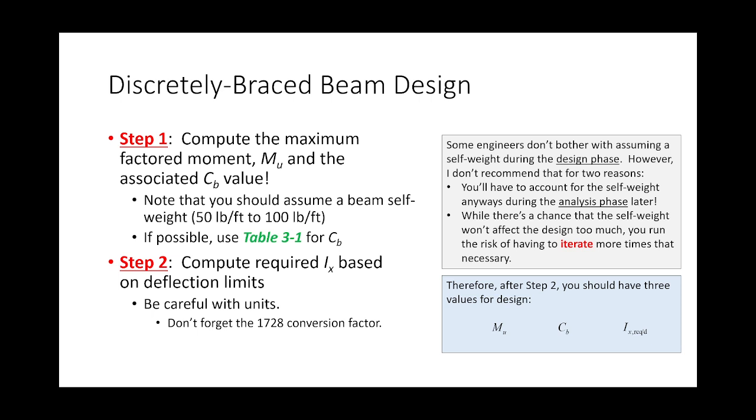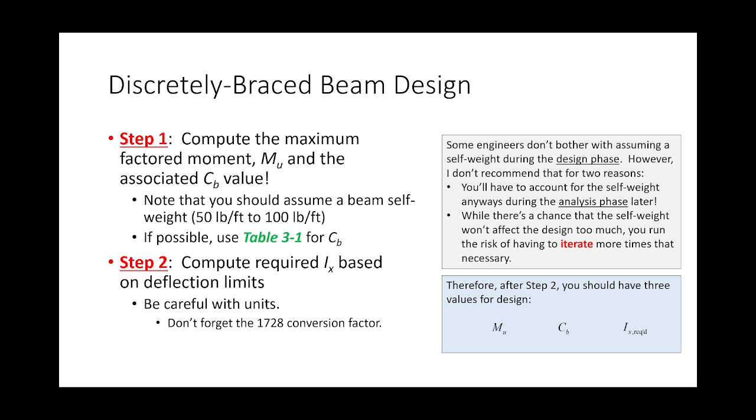So what do we do? The first thing we need to do is our structural analysis. What we're really interested in at this step is to achieve 2 values. We're going to need an Mu and we're going to need a Cb value, okay? Now, we didn't need Cb before for continuously braced beams because we were just designing based off the plastic moment. So now we need a Cb value.